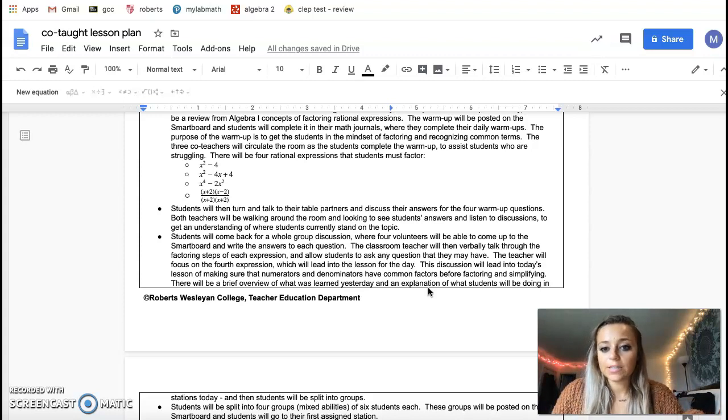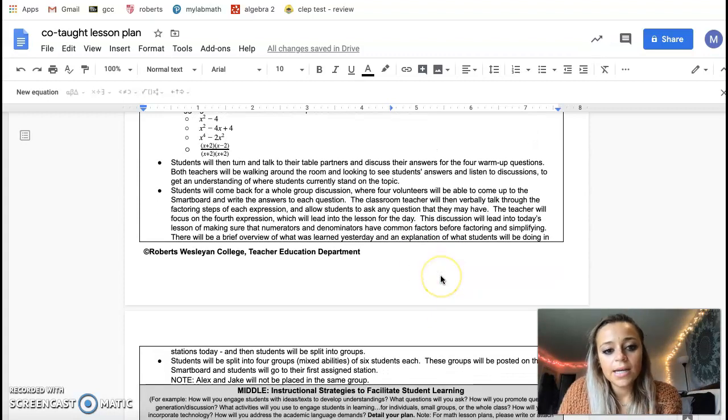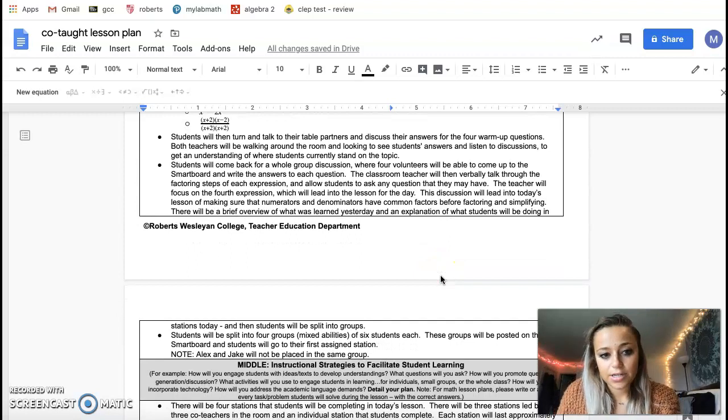But a big thing about this warm-up is that the 3 co-teachers are going to circulate the room as students are completing this warm-up to assist, and then they're going to listen in on the turn and talk conversations to get an understanding of where students are standing.